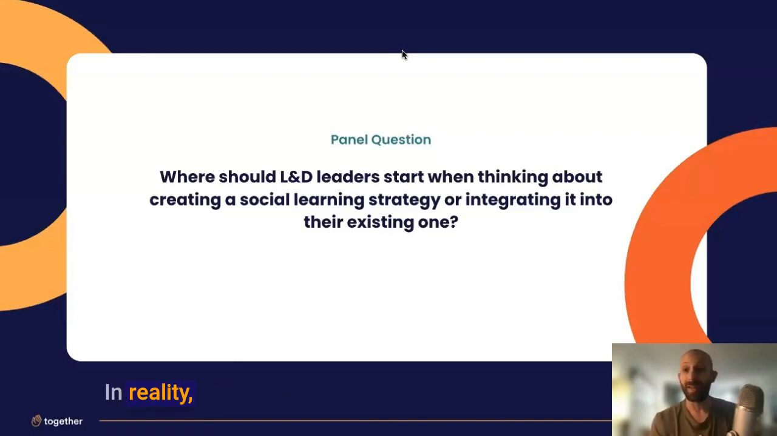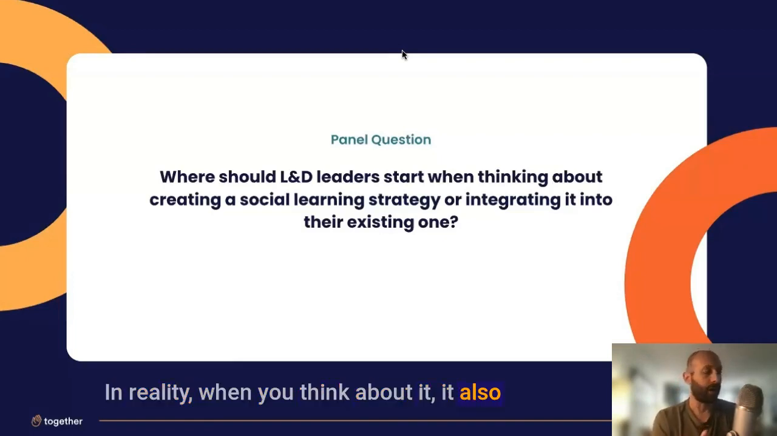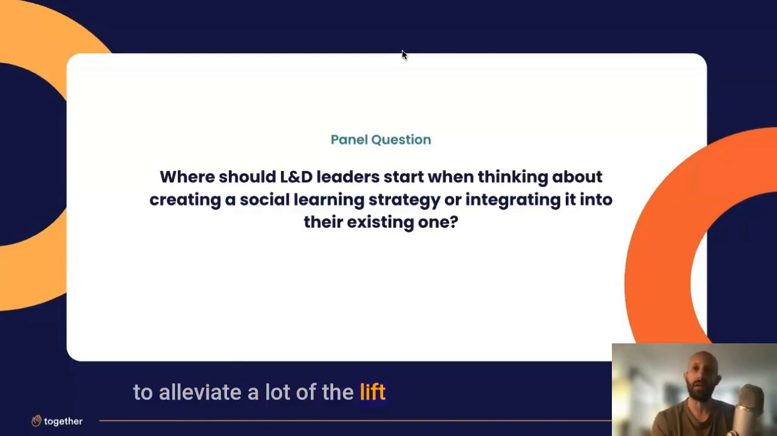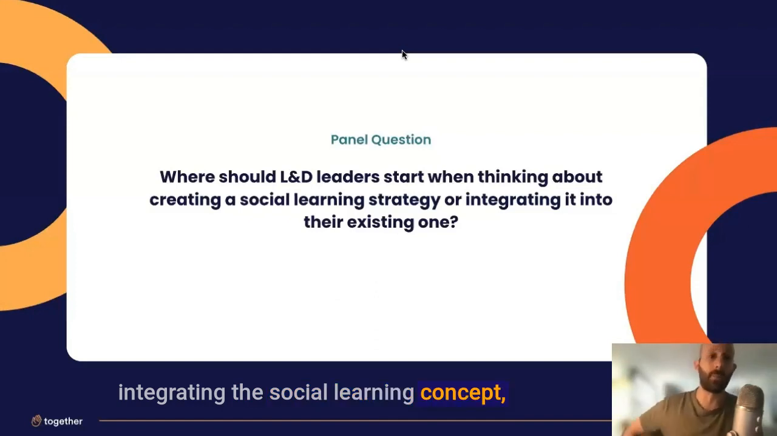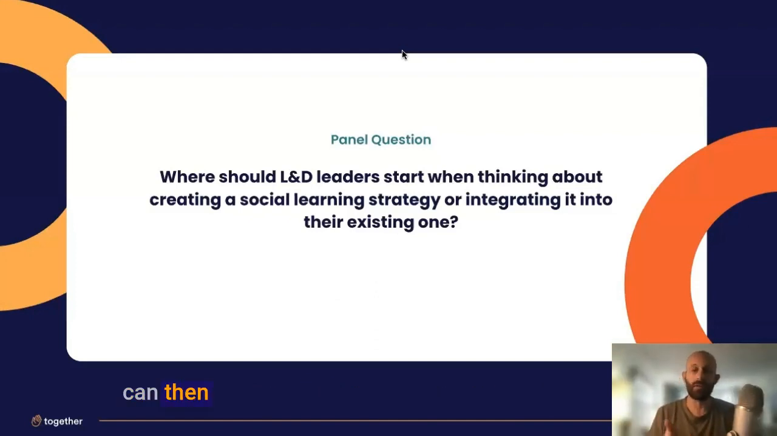expanding the scope of your current strategy to involve social learning. And in reality, when you think about it, it also helps to alleviate a lot of the lift off of learning and development, creating the products or the training that you're pushing out to the org. By integrating this social learning concept, you can then start to focus on priority training.